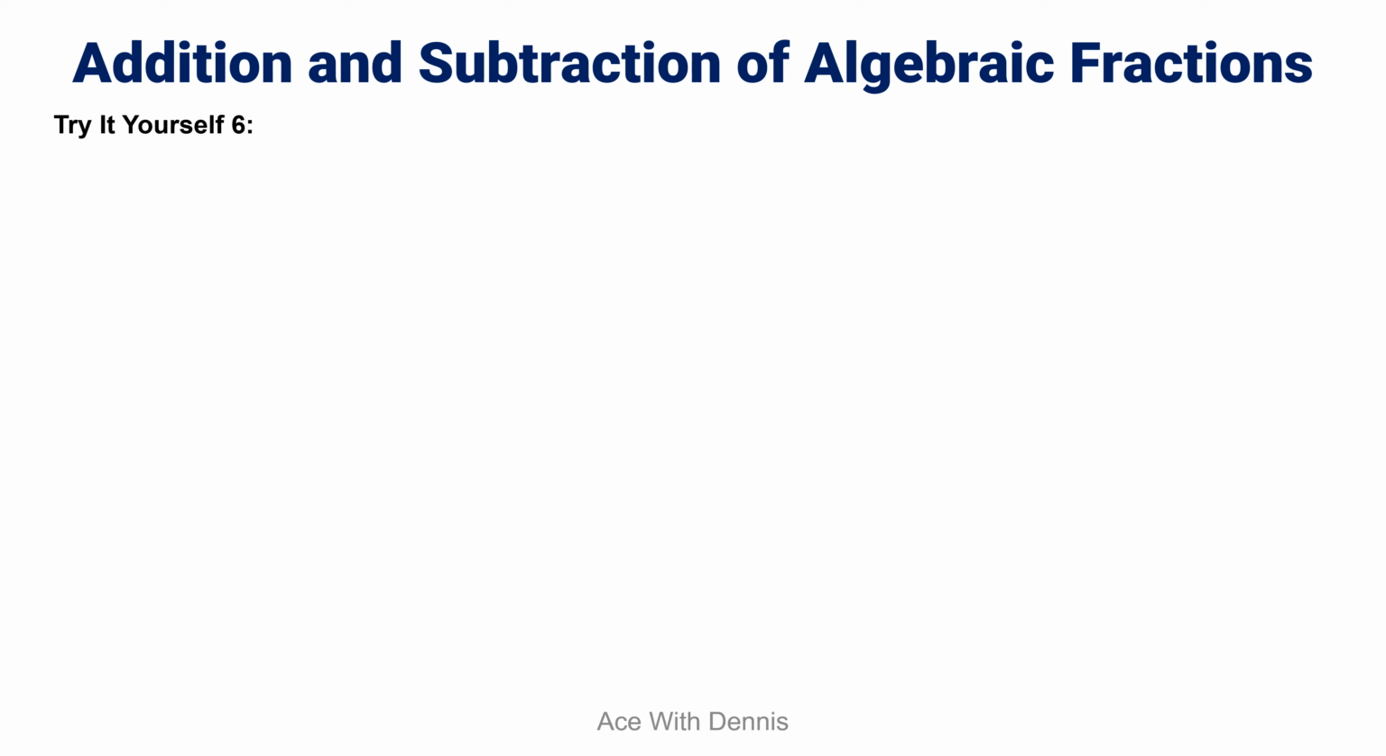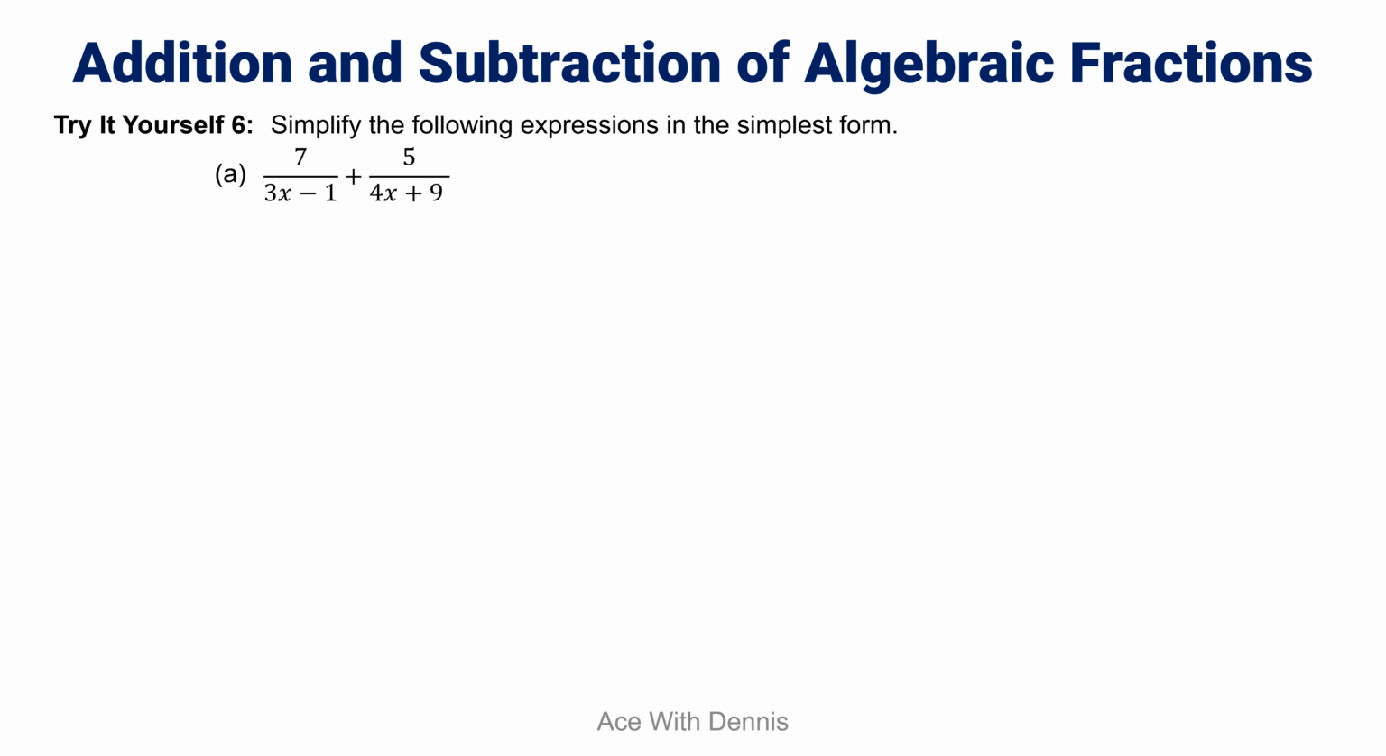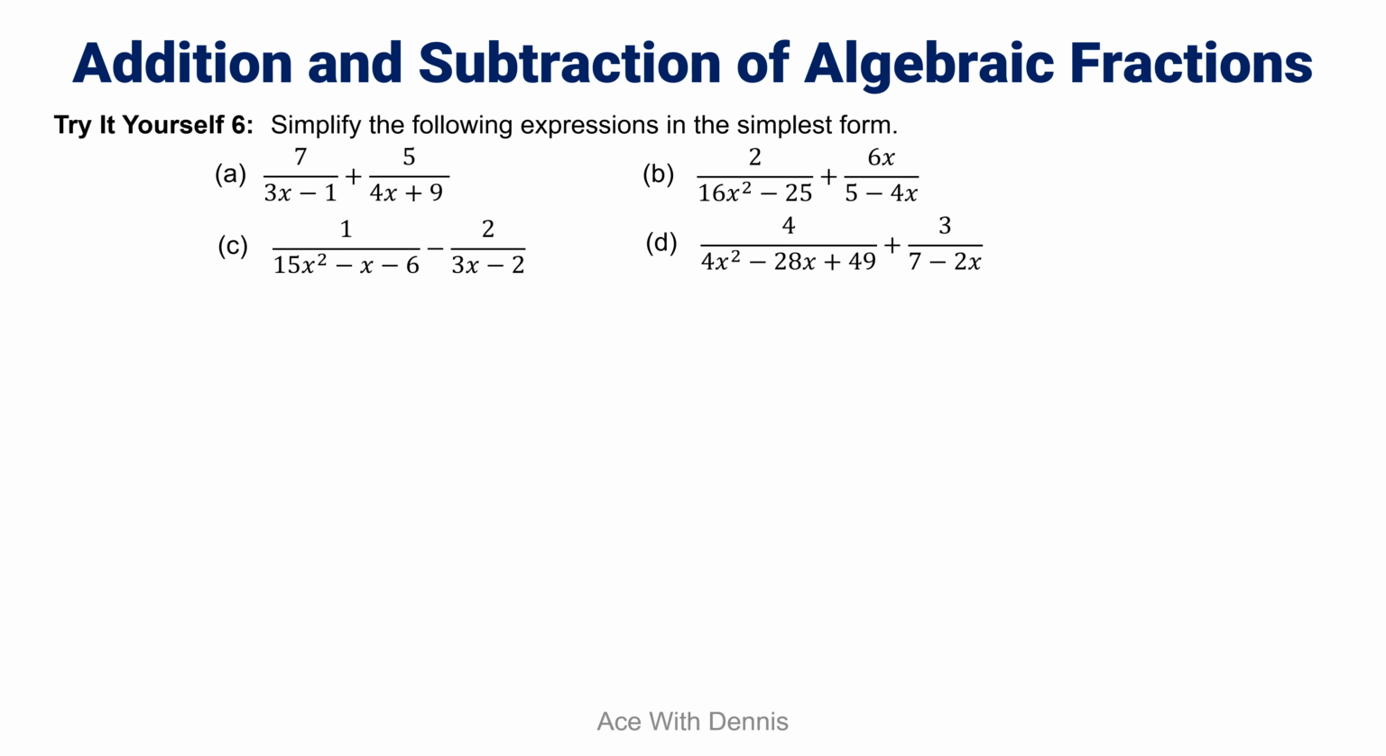Now it's your turn to try it yourself here. Simplify the following expressions in the simplest form. A. 7 over 3x minus 1 plus 5 over 4x plus 9. B. 2 over 16x squared minus 25 plus 6x over 5 minus 4x. C. 1 over 15x squared minus x minus 6 minus 2 over 3x minus 2. And D. 4 over 4x squared minus 28x plus 49 plus 3 over 7 minus 2x. You can pause the video and try to do it yourself.